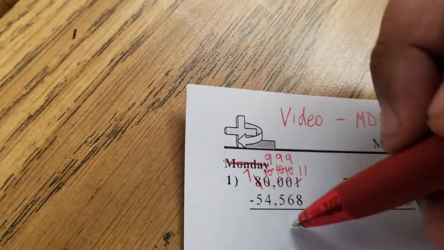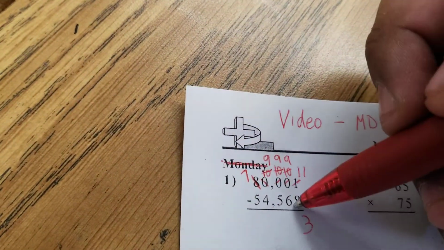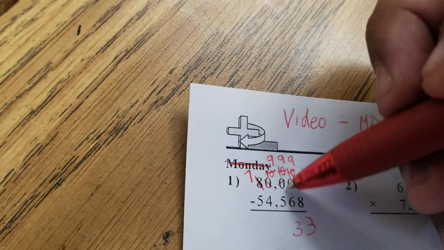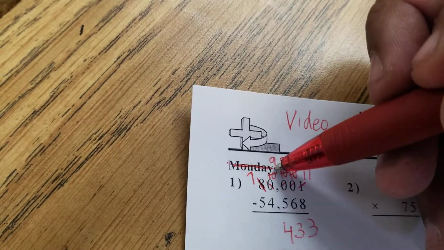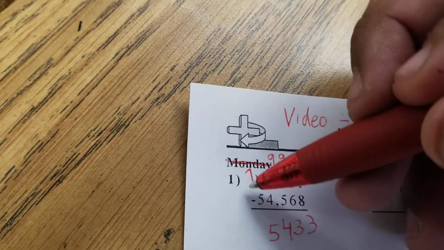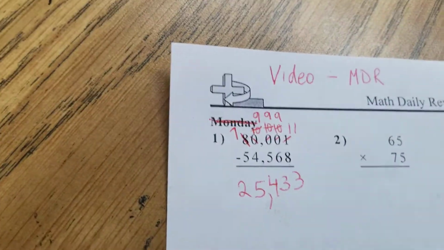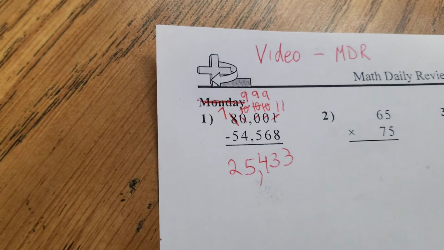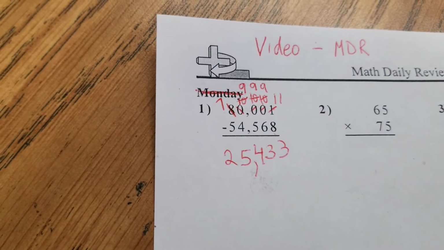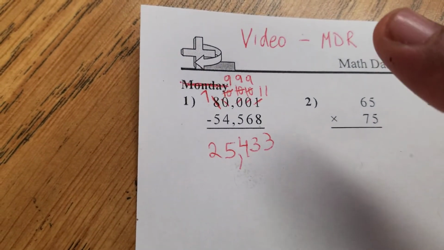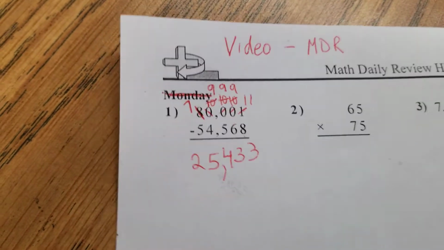11 minus 8 is 3. 9 minus 6 is 3. 9 minus 5 is 4. 9 minus 4 is 5. And then 7 minus 5 is 2. So your answer will be 25,433. So when you get problems like this week, remember you have to regroup several times.